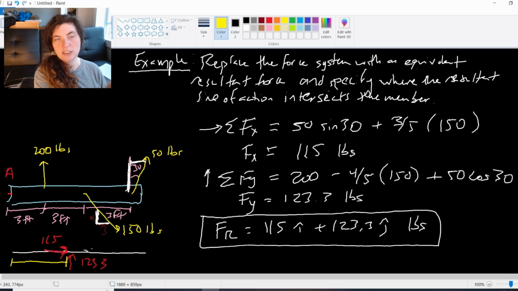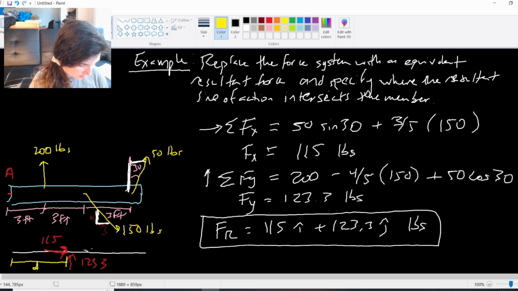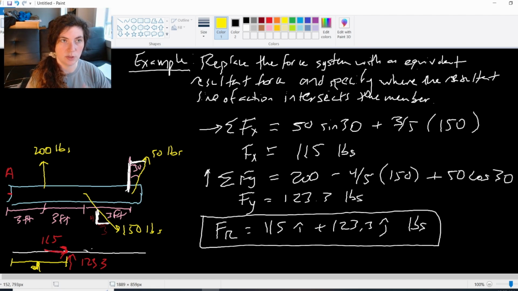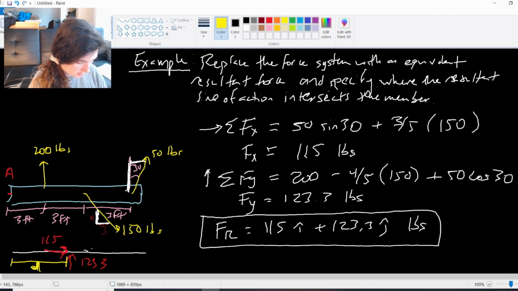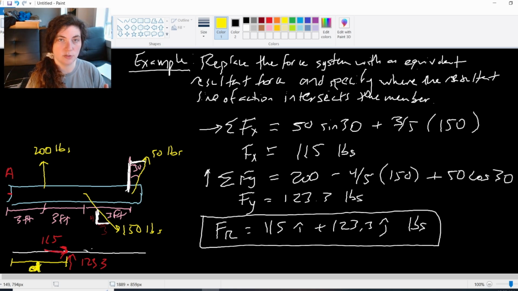So 115 is traveling horizontally through the entire beam, right? So if I take a moment, the line of action of the force is going through point A. So we're not going to be taking the moment of the 115 pounds. Instead, it's only going to be the y component of the force. The y component is what's intersecting the member. And this is the distance d that we're looking for, right? Let's specify where the resultant force intersects with the member. Where, at what distance away from A, is this force intersecting?